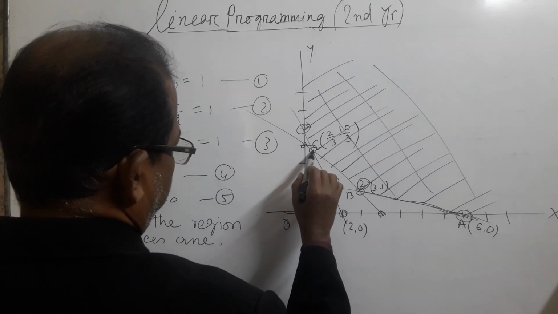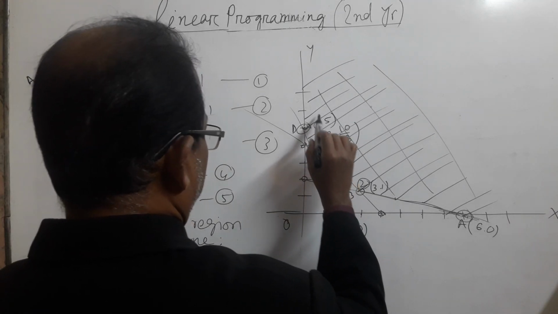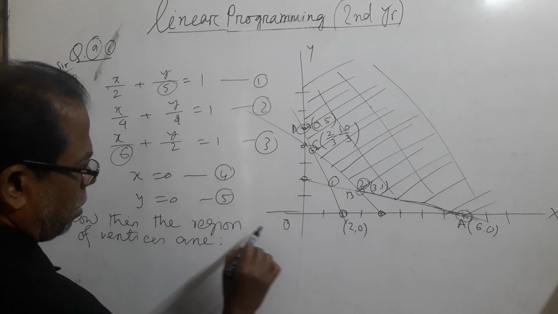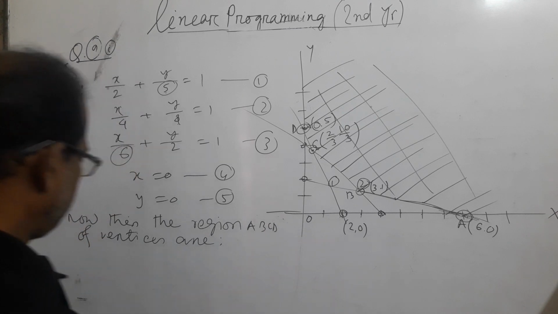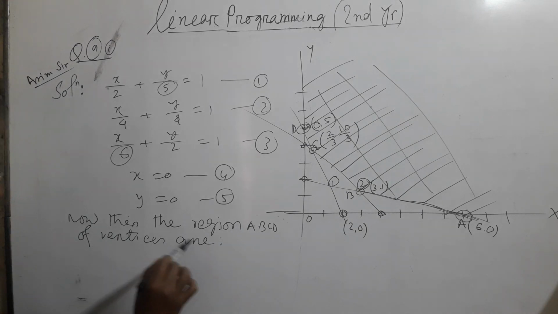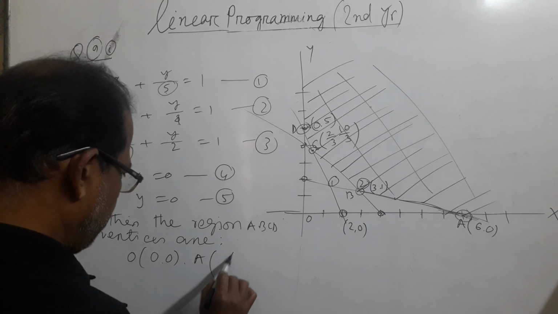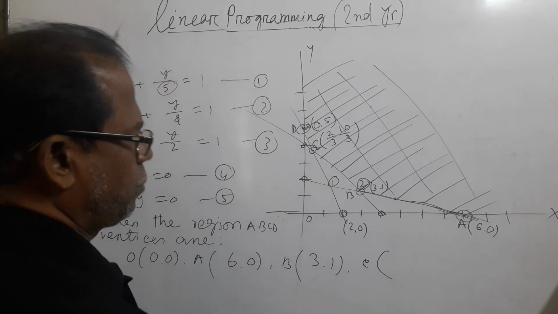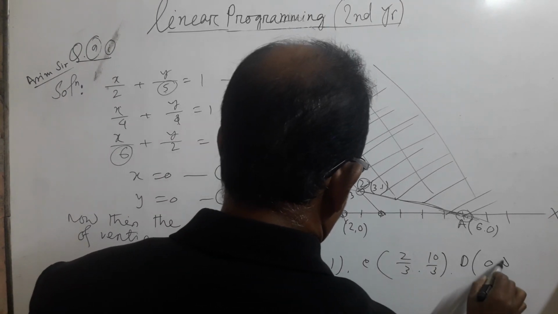And D is 0, 5. So now this is the region of vertices R. Now this is the region of A, B, C and D. Now this is the region ABCD of the vertices R. So 0, 0; A is 6, 0; B is 3, 1; C is 2 divided by 3 and 10 divided by 3; and D is 0, 5.